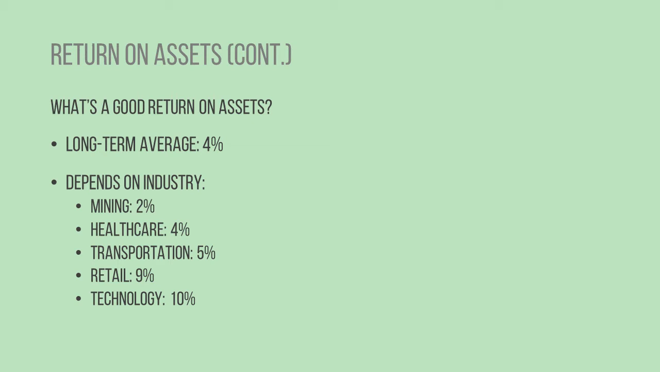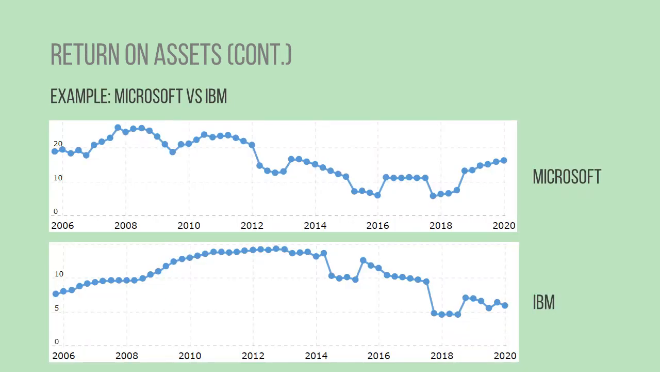So let's see an example of return on assets and how businesses and strategy can tell you, and the return on assets can tell you how healthy the business is and maybe how it's going to go in future. So this is Microsoft versus IBM, and it's an interesting test case between two massive businesses in the technology space.